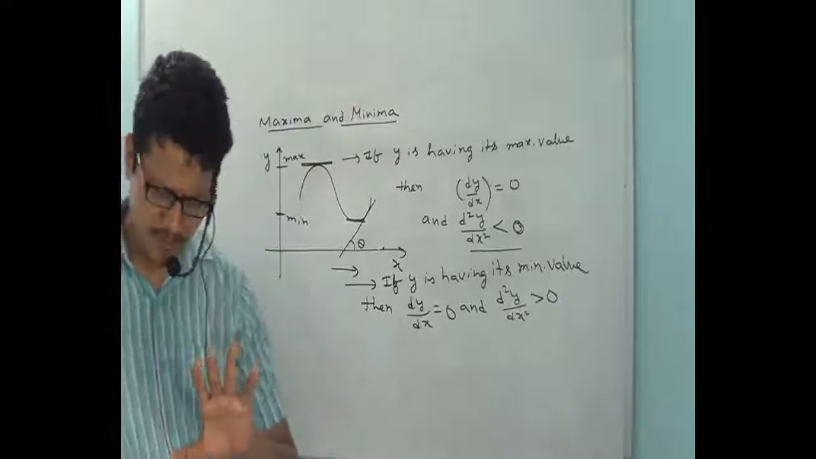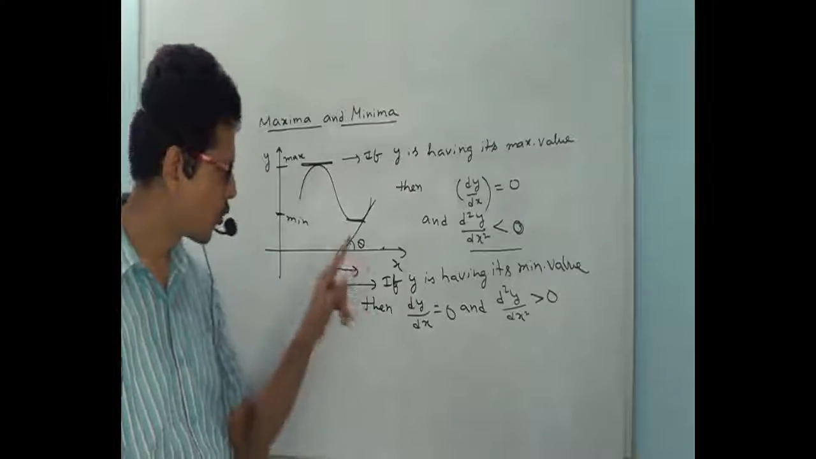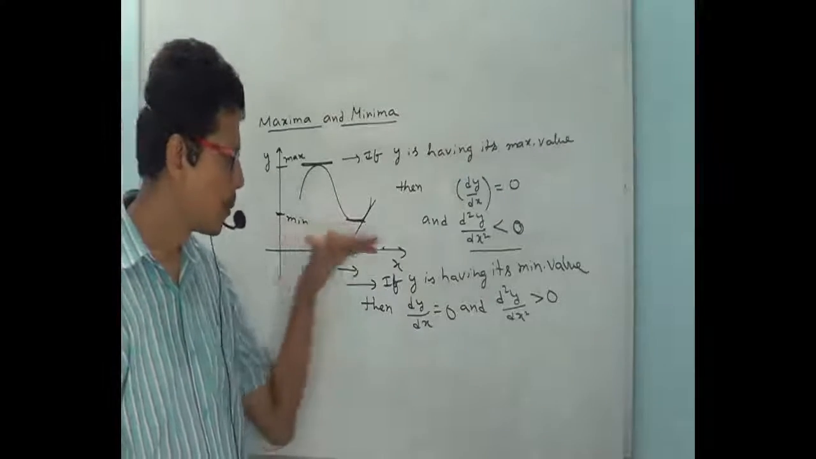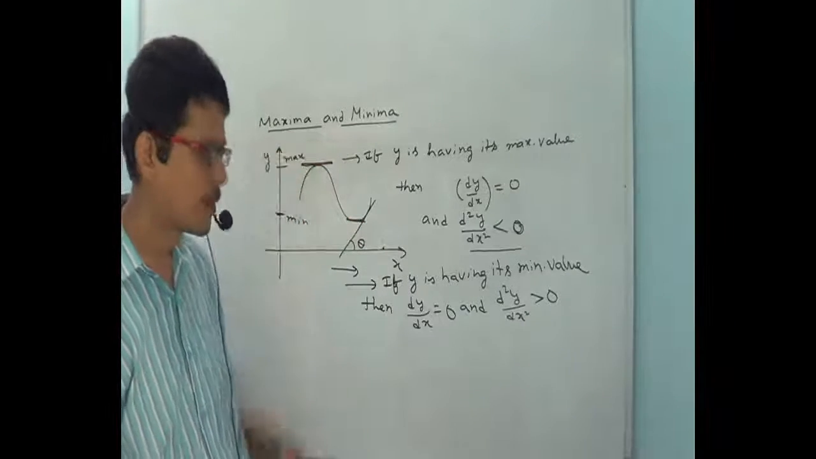So whether the function attained its maximum or minimum, first derivative is always 0 because slope is becoming 0, na? Function is attaining minimum or maximum.